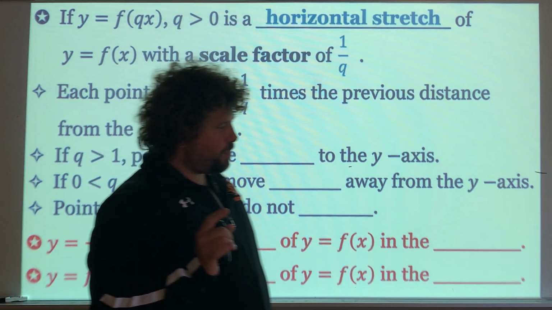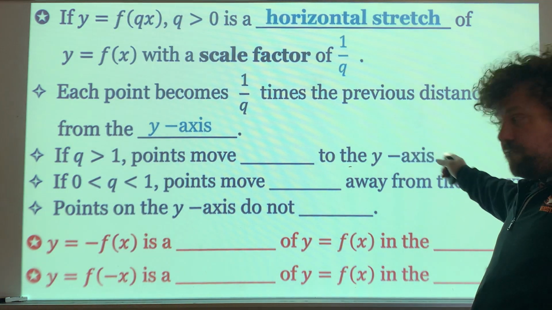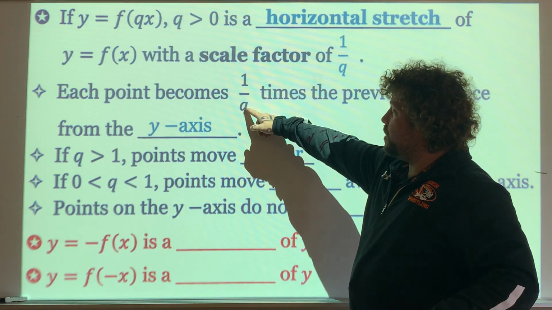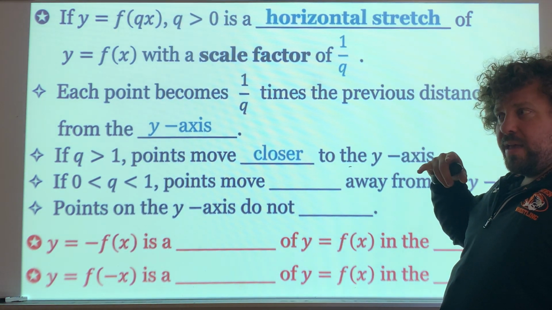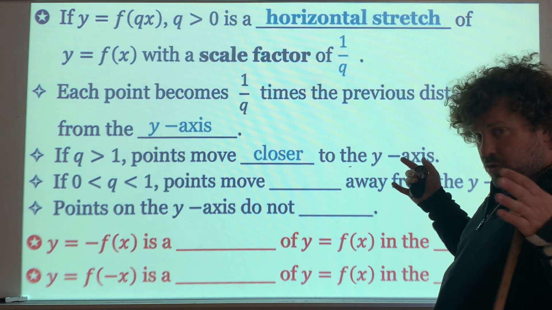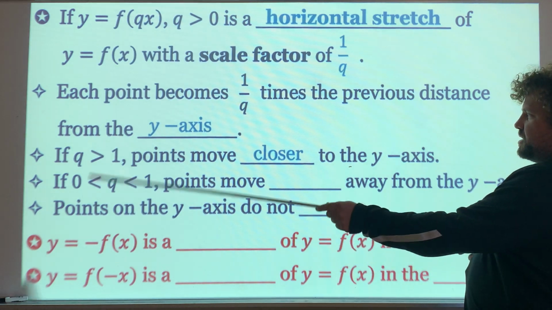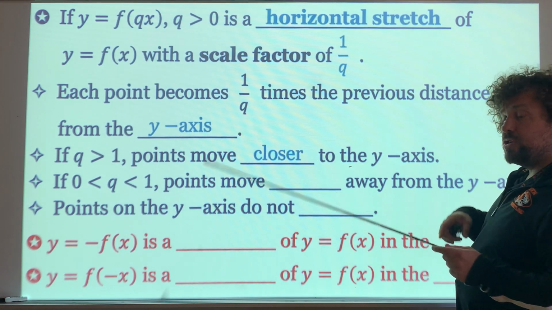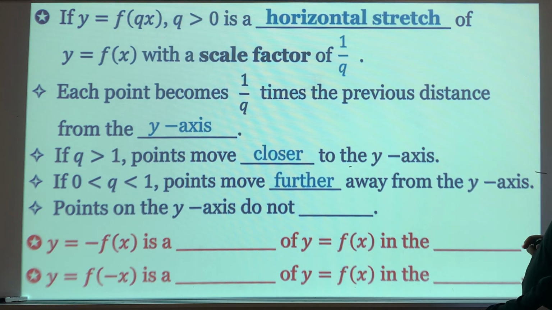Right. Now, as before, if q is greater than 1, greater than 100%, your answer is going to move closer to the y-axis. The reason it's moving closer is 1 over a larger number actually makes that answer get smaller, right? Because 1 over 100 is a smaller number than 1 over 10. So the larger number you get, the closer it gets to the y-axis. So if it's between 0 and 1, now 1 divided by a number between 0 and 1 is pretty much 1 divided by a fraction. So that means your number in reality gets larger. So it's going to be moving further away from the y-axis, okay?